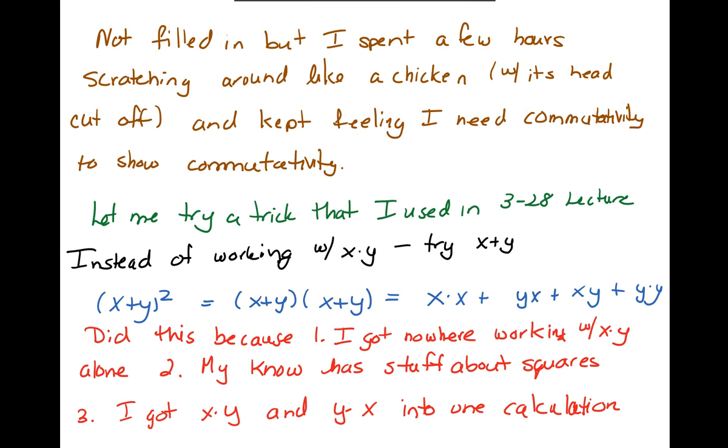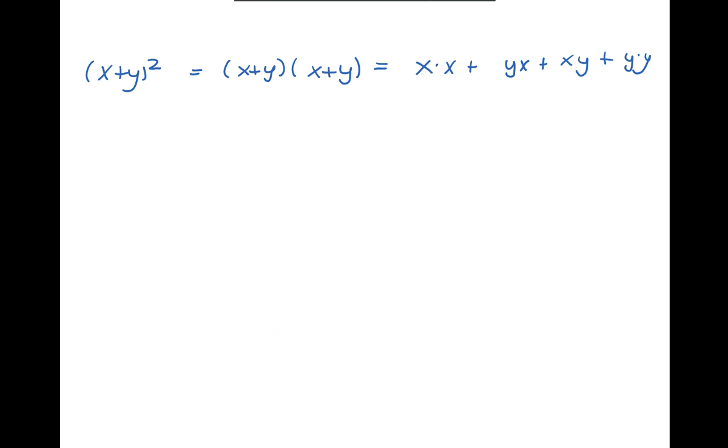There are a number of reasons you would want to do this calculation. One, you first got nowhere with working with just x times y. Two, the notes have stuff about squares. And three, we need something about x times y and y times x, and this does it all in one calculation that gets all of the things you want to show and what you know into one equation.